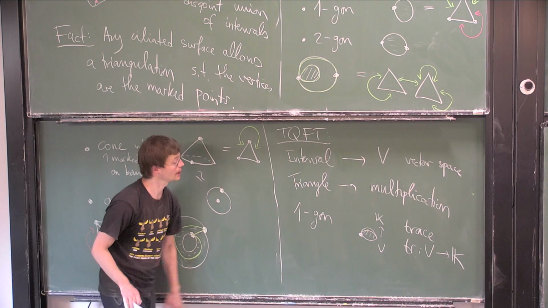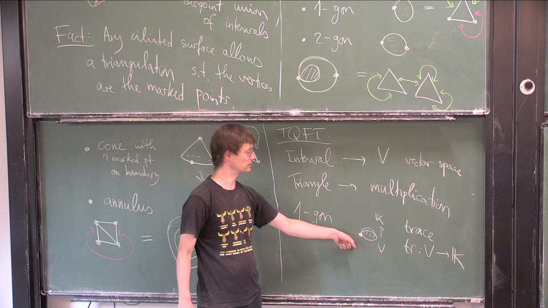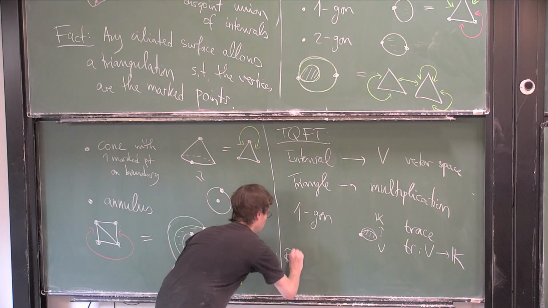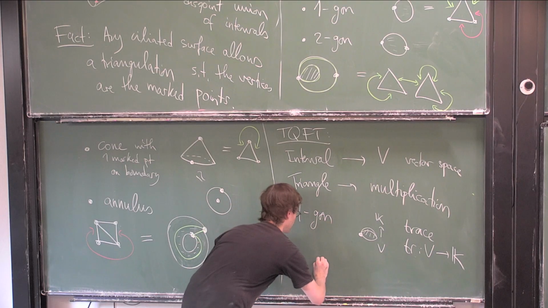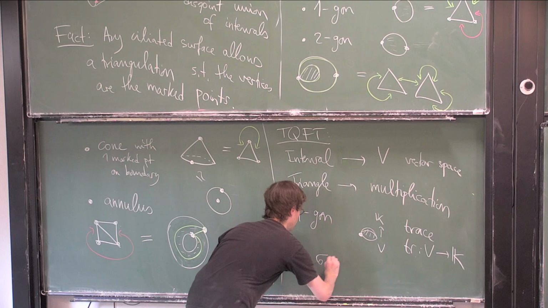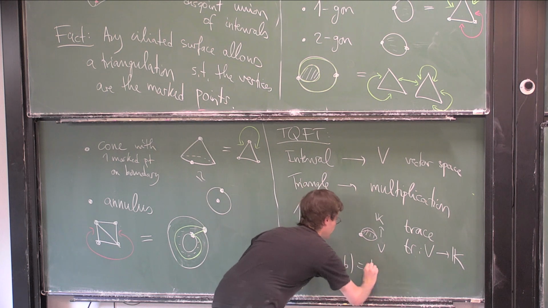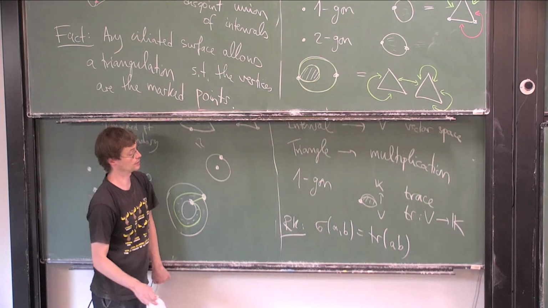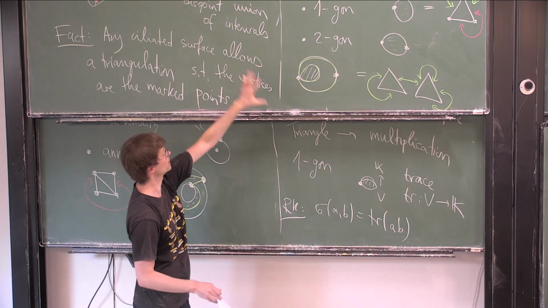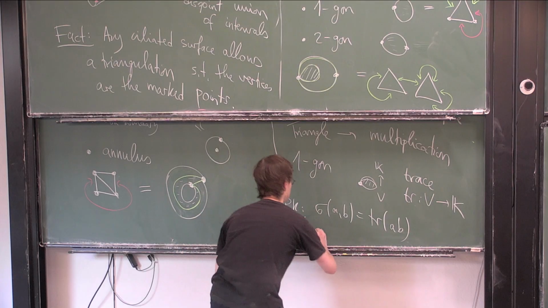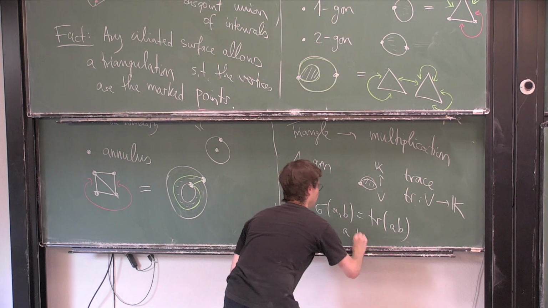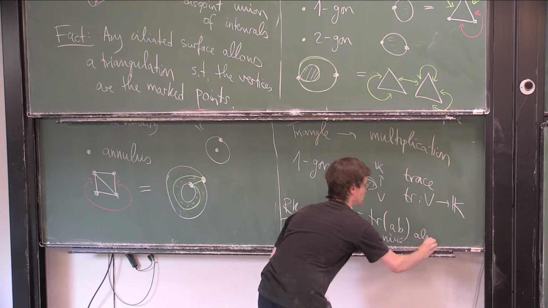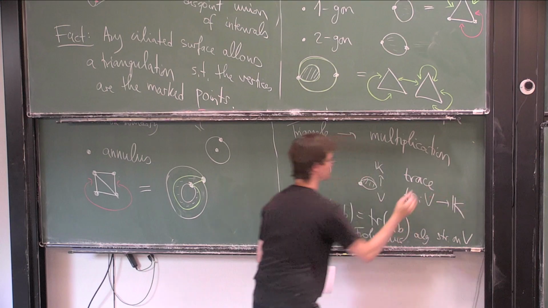And actually now you can combine the multiplication with this trace, and you get a Frobenius structure. So you can define, I think I call it sigma of AB, as trace of A times B. So it gives you a Frobenius structure. So this kind of TQFT is a particular case. It gives a Frobenius algebra structure on V.